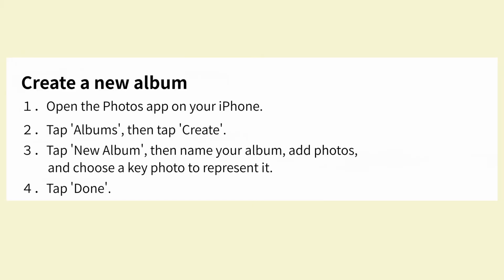Now, let's see how to organize albums on your iPhone. First, open the Photos app on your iPhone. Next, tap Albums and select Create. Tap New Album and give your album a name. Add photos, choose a key photo to represent the album, and finally, tap Done.